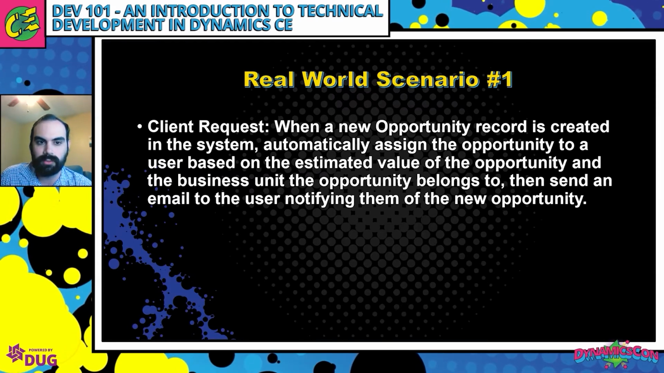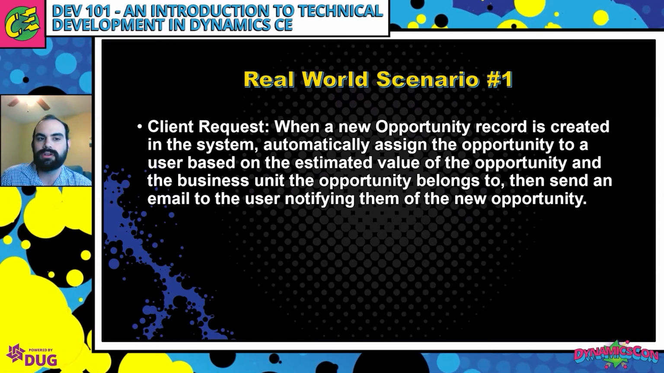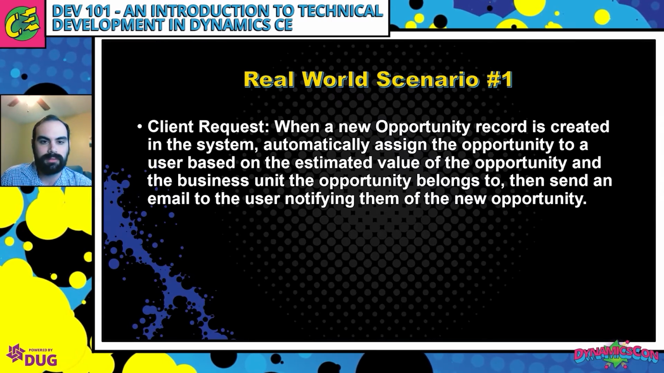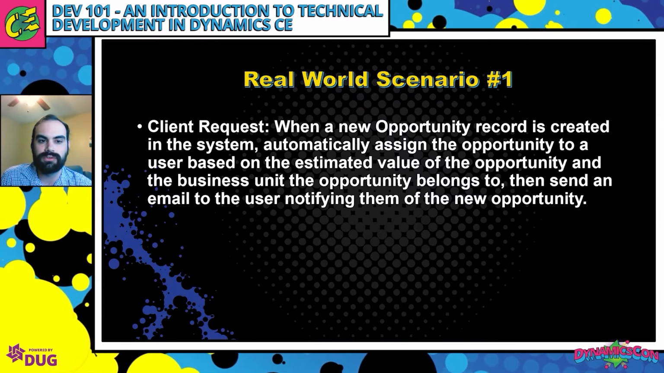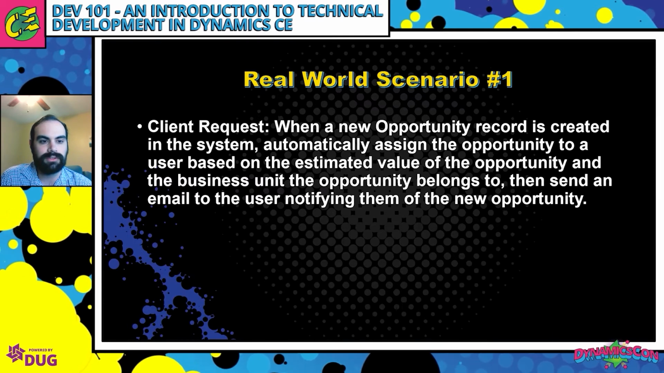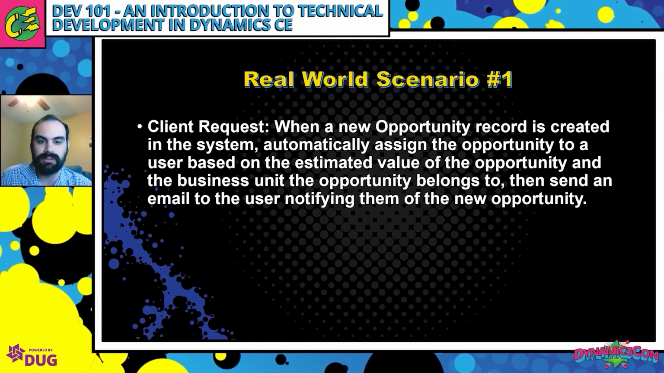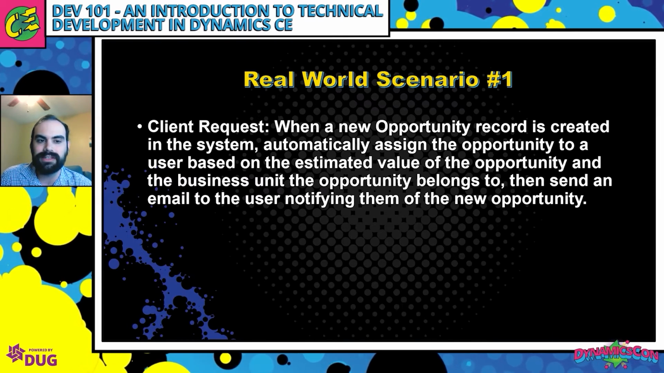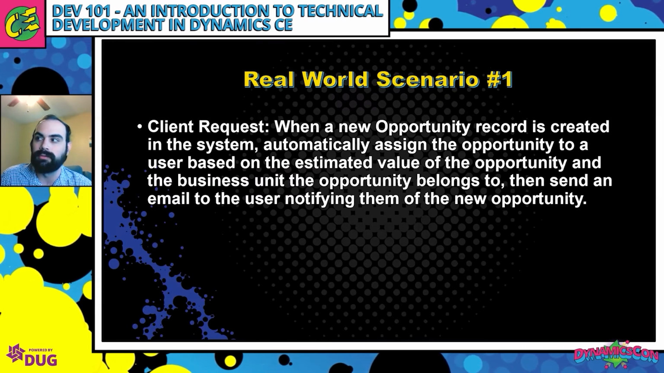So for scenario number 1, when a new opportunity record is created in the system, automatically assign the opportunity to a user based on the estimated value of the opportunity and the business unit the opportunity belongs to, and then send an email to the user notifying them of the new opportunity. So I will let you guys think for just a moment about what kind of customization, workflows, flows, plugins, or form scripts you would use for this type of request.